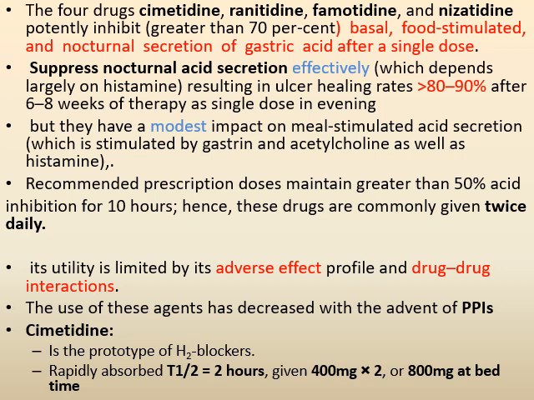But they saw that H2 antagonists have higher adverse effects and drug interactions, so they replaced them with proton pump inhibitors. The prototype of H2 antagonist is cimetidine, the first drug, and the prototype has a half-life of about 2 hours. As we said, we use it as a 400 mg tablet twice daily or 800 mg at bedtime to suppress the nocturnal acid secretion.